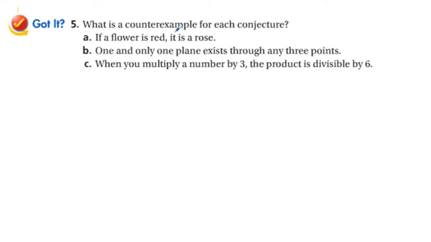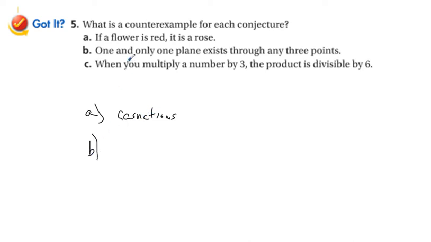Okay, what is a counterexample for each conjecture? A, if a flower is red, it is a rose. Now it's true that roses are red, but so are carnations. Carnations are also red. So carnations is my counterexample. I'm sure if you Googled red flowers, you'd find a ton of counterexamples.